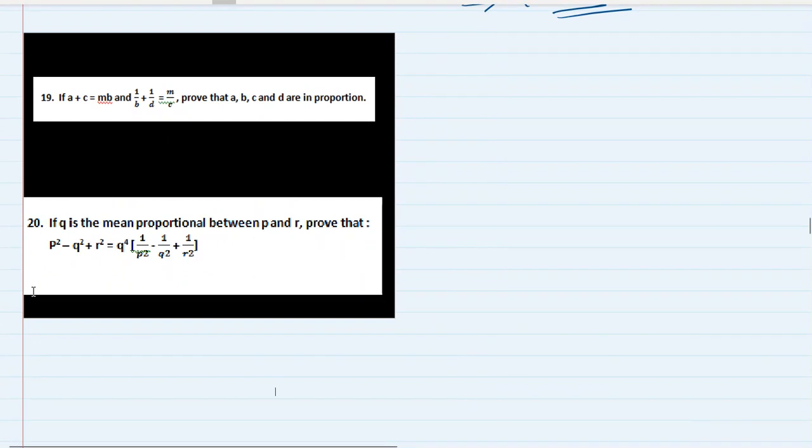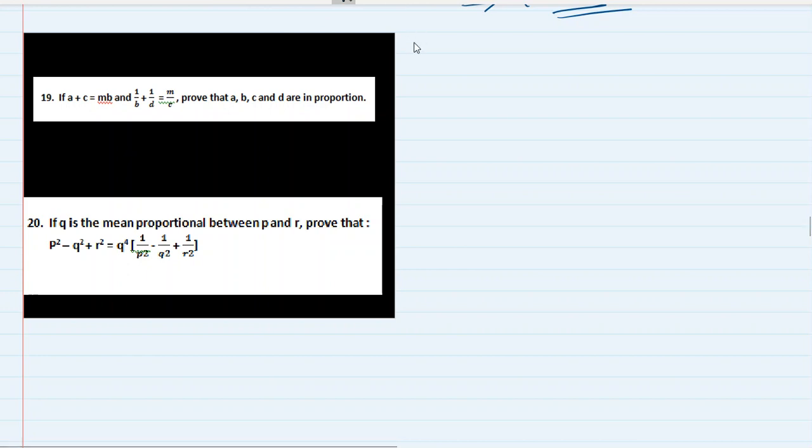Okay, so what do we have here in question number 19? Remember, we have to do around 23 questions, 23 or 24, right? And then we are done with this part. Soon, very soon, we are just 4 to 5 questions away. If A plus C is equal to MB and 1 by B plus 1 by D is equal to M by C, prove that A, B, C, D are in proportion.